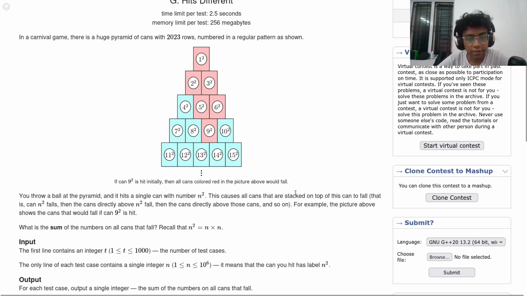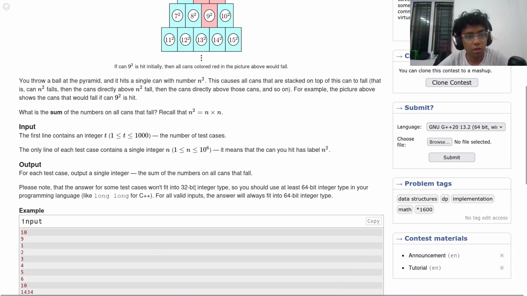This causes all cans that are stacked on top of the can to fall. That is, the can n squared falls, the cans directly above it fall, and the cans directly above them fall, and so on. For example, the picture shows the cans which would fall if 9 squared was hit. That means 5 squared and 6 squared fell. If 5 squared fell, that means 2 squared and 3 squared fell, and so on. What is the sum of the numbers on all cans that can fall?